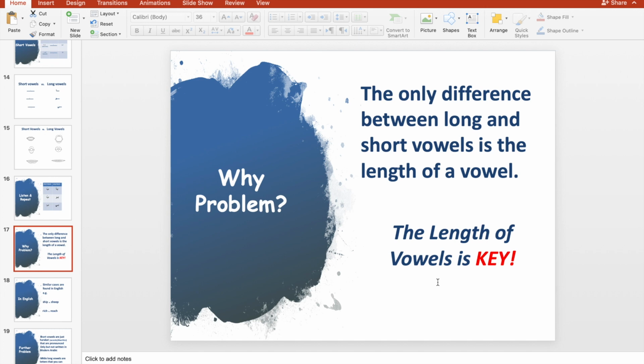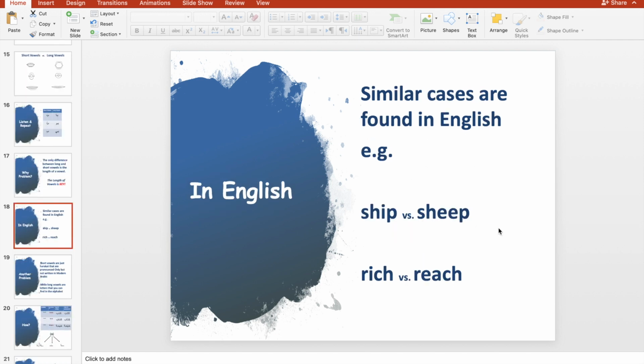You see? You can hardly spot the difference. When we teach native speakers of English, we hope that they won't face such a problem because they do have similar cases in English, as there is a difference between ship and sheep, rich and reach. Unfortunately, they still get confused.